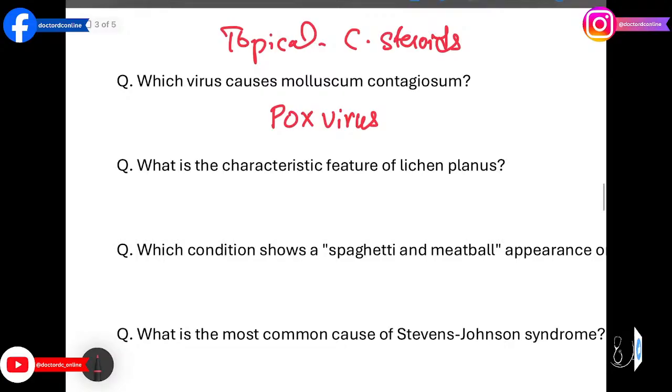What is the characteristic feature of lichen planus? Wickham striae. White, lacy lines on purple papules are diagnostic of this condition.